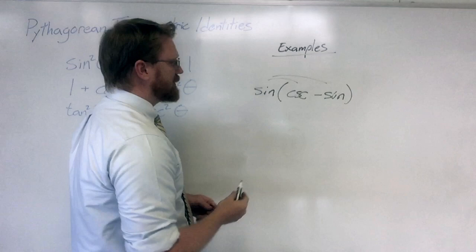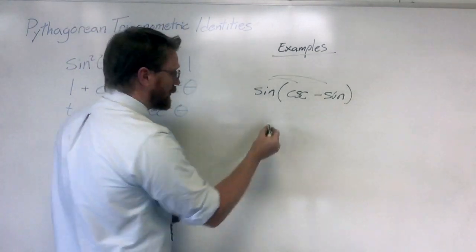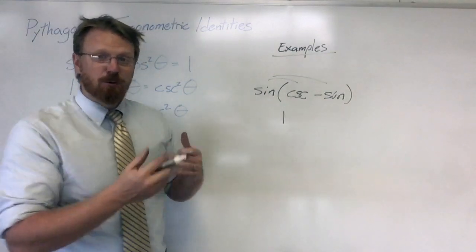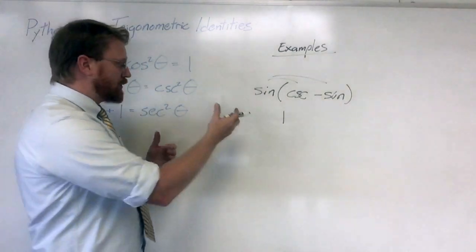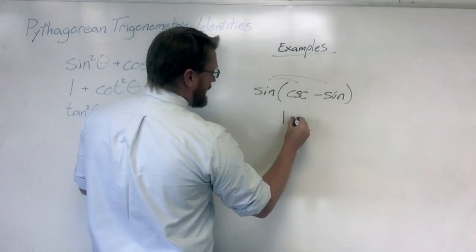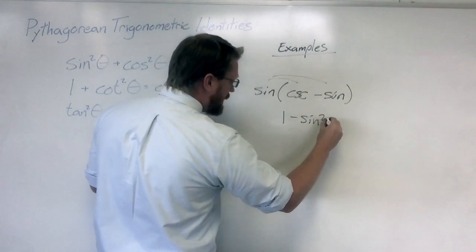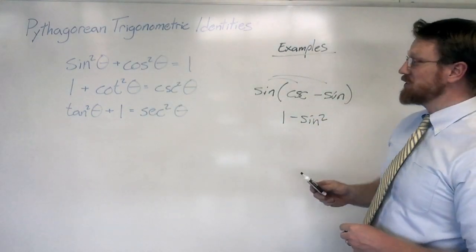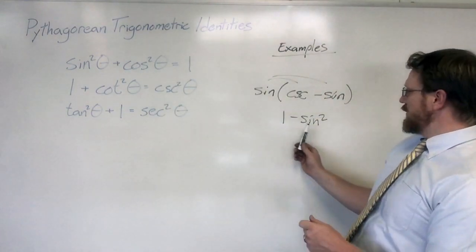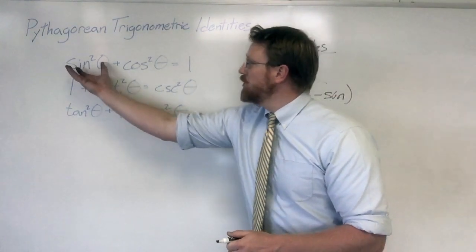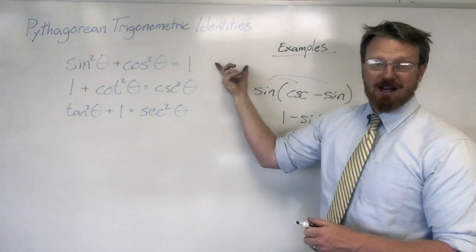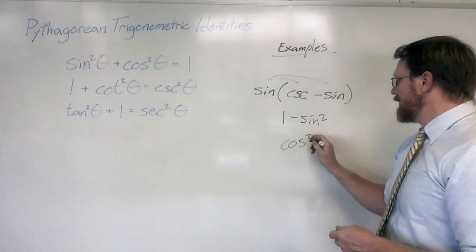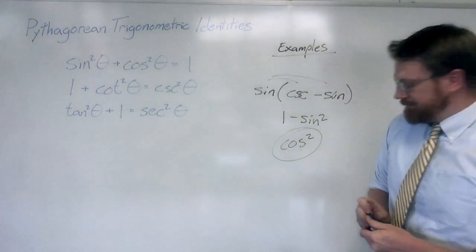So sine times cosecant, its reciprocal, will multiply up to 1, right? 3 times a third, 4 times a fourth. Something times its reciprocal is always 1. Sine times negative sine is negative sine squared. Now I can consult this list now that I have a function squared, and I see the sine squared is negative, so I want to move the sine squared to the same side as the 1, and that'll leave cosine squared in its positive form as my final answer.